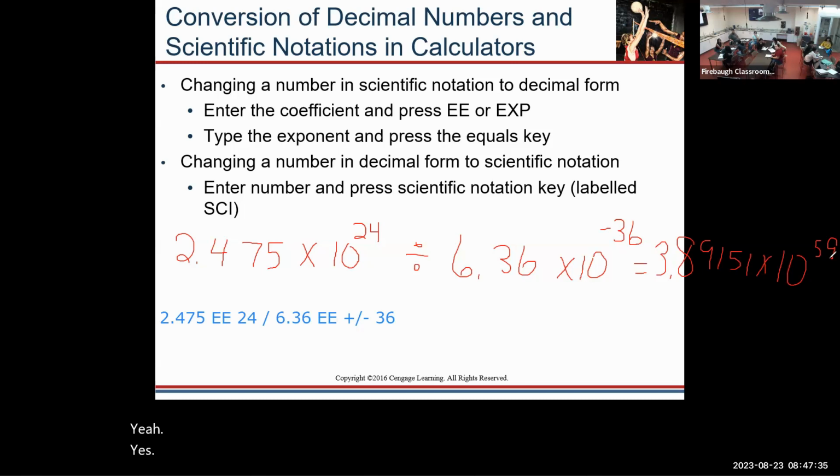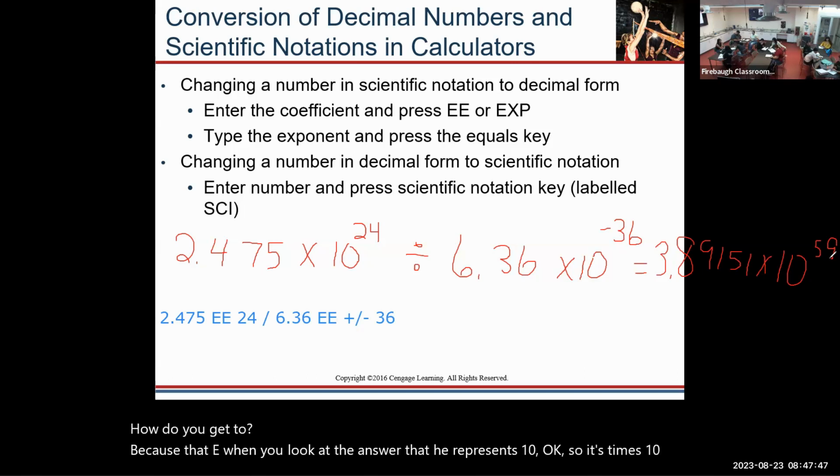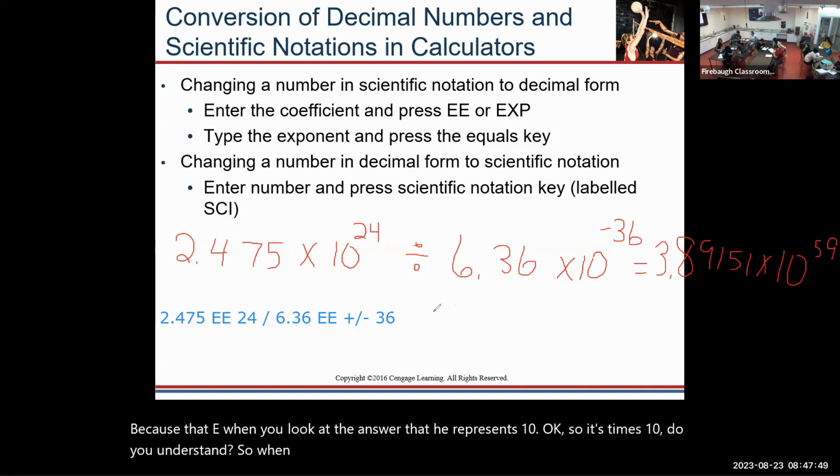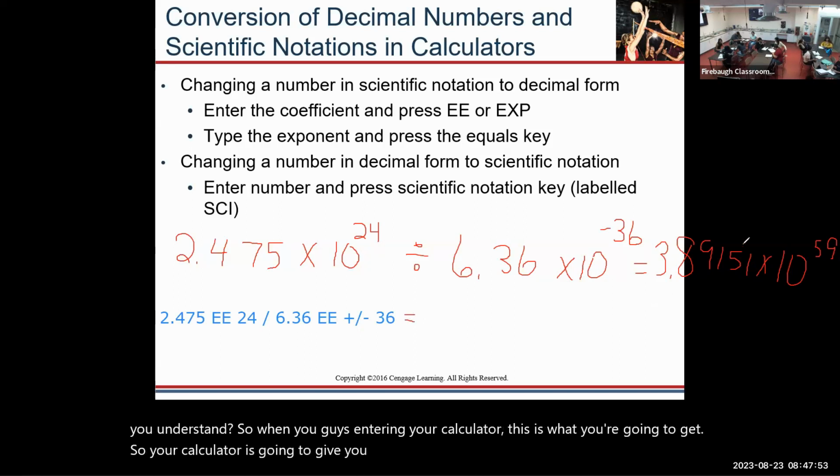How do you get to? Because that E, when you look at the answer, that E represents 10. Okay? So it's times 10. You understand? So when you enter your calculator, this is what you're going to get. Your calculator is going to give you those same numbers, right?